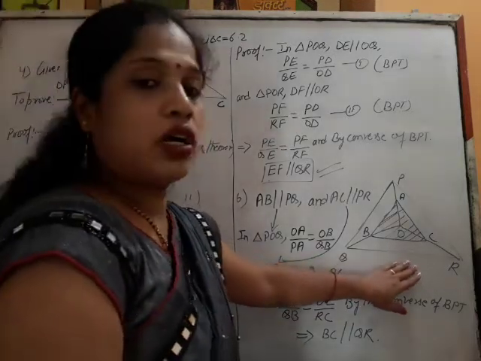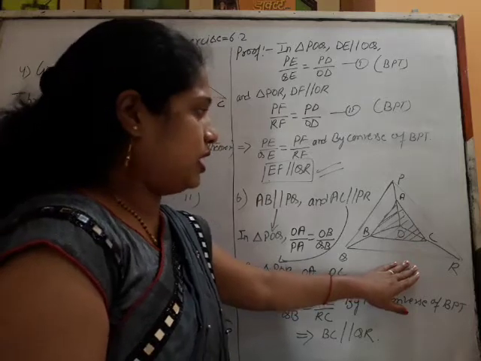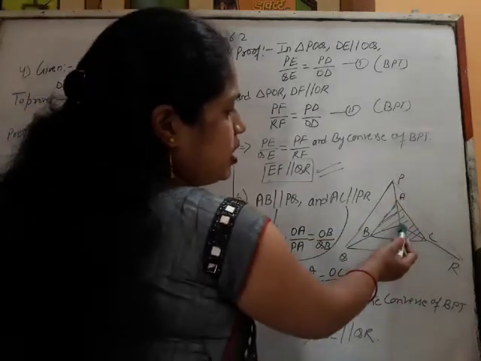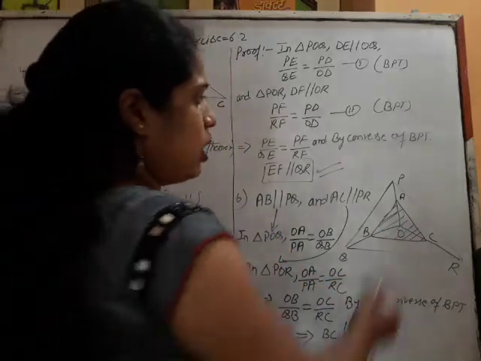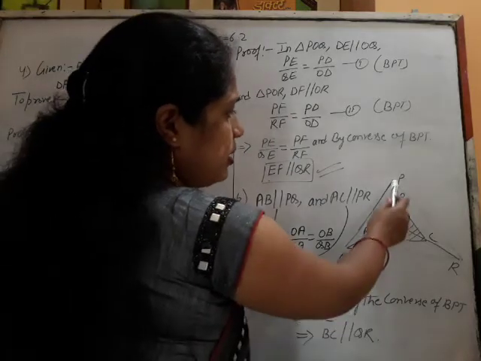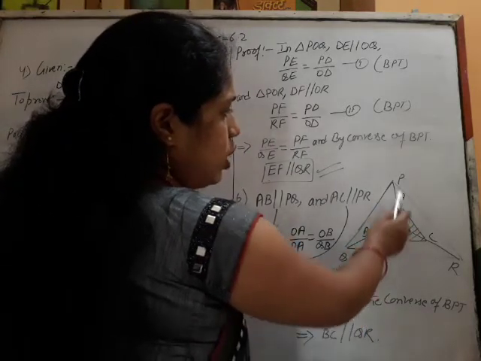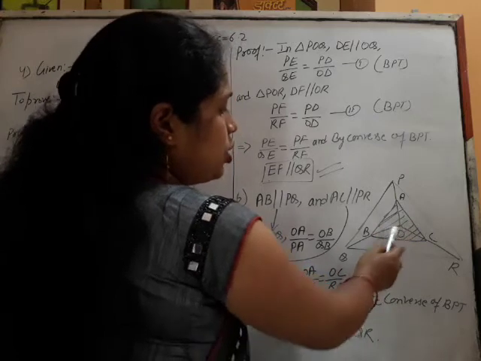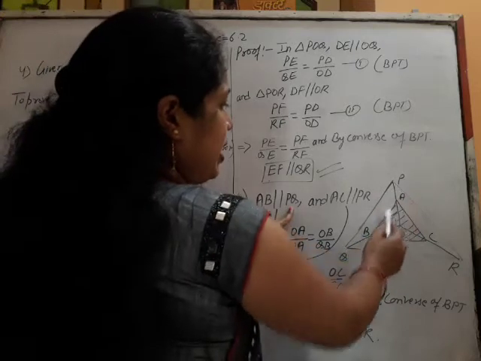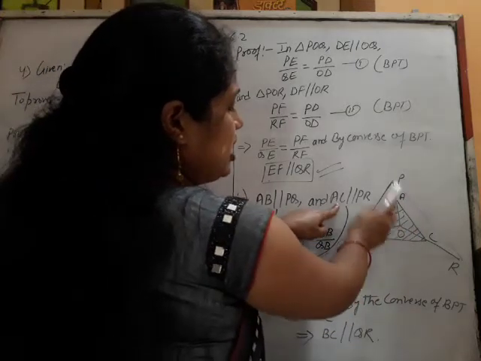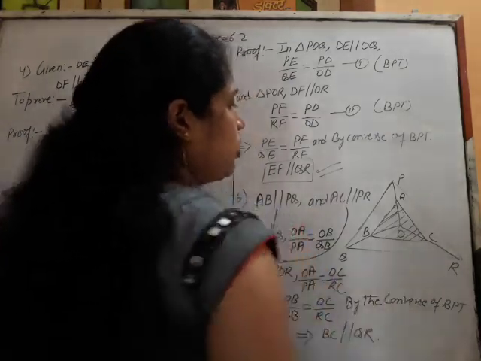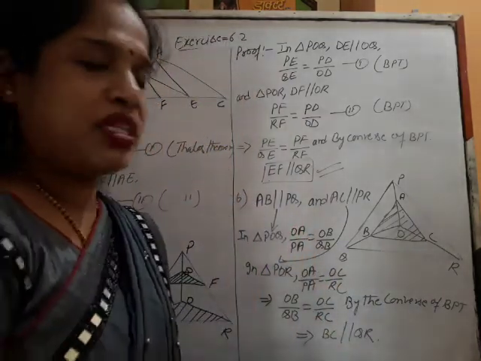Here we again have a different figure, the triangle PQR. The point O is inside the triangle, where all the vertices are joined to that point O, and the points A, B, C are on the lines PO, QO and RO, such that AB is parallel to PQ and AC is parallel to PR. We need to show BC is parallel to QR. How will you show it? By following the same steps.